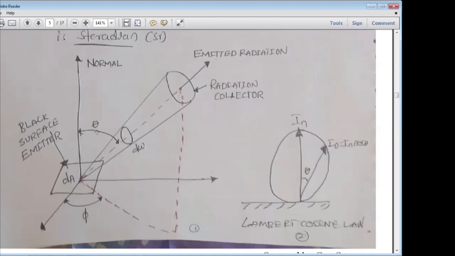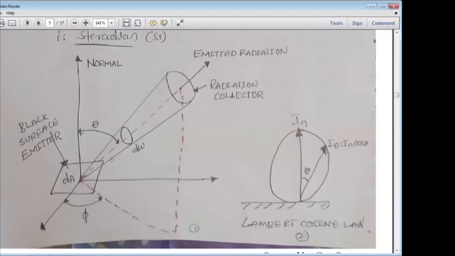This is at an angle of theta, and this is a solid angle. We can define the Lambert cosine law with that. You have to remember this is a black surface which radiates, and this one is the radiation collector. This varies with the angle theta and this varies with the angle phi. Theta is 0 to 90 degrees and phi is 0 to 360 degrees.